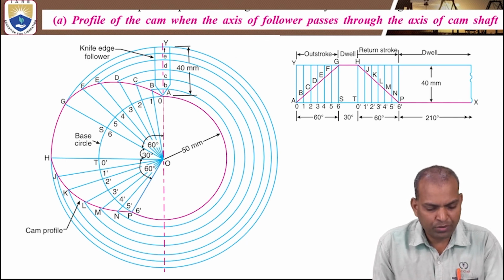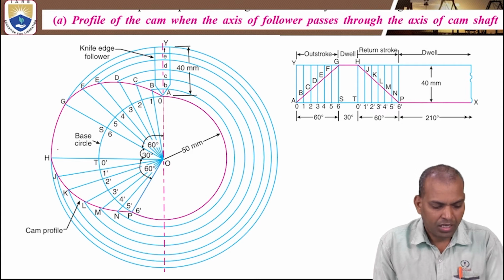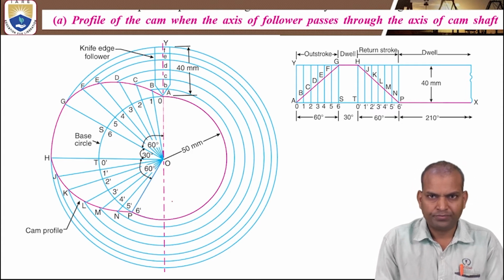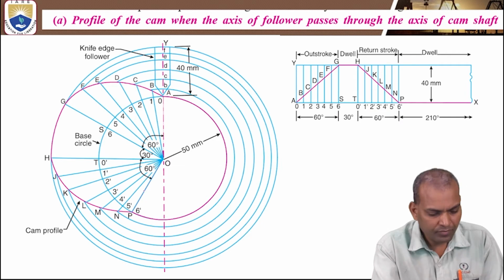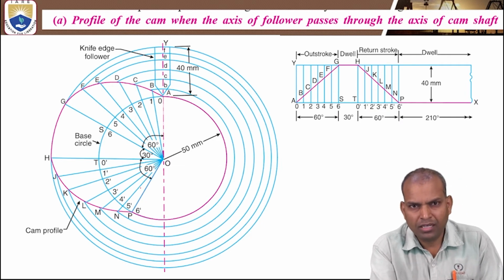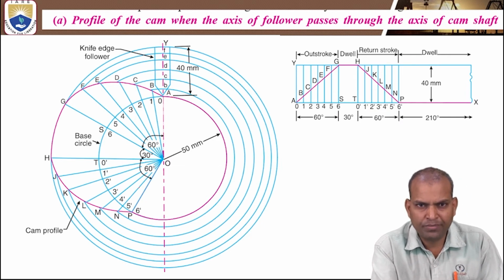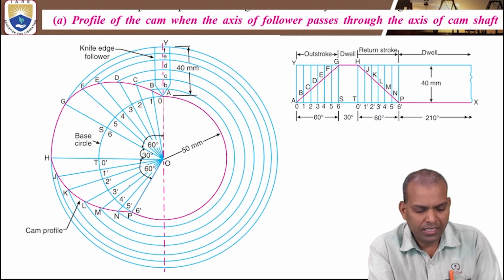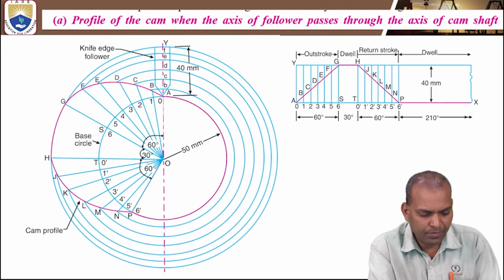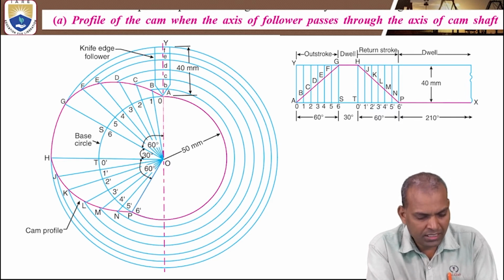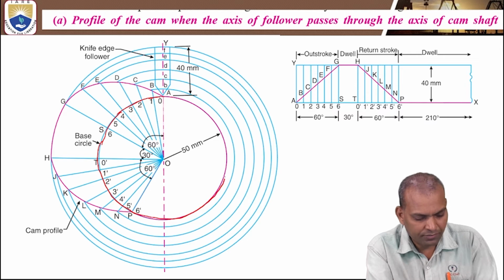Now, it is the cam profile. I'm going to describe it to you first. This red color curve represents the cam. How to start this cam profile? First, draw a base circle of the minimum radius of the cam. That radius of the cam is given as 50 millimeter. With the radius of the cam, draw a circle with the help of the compass.